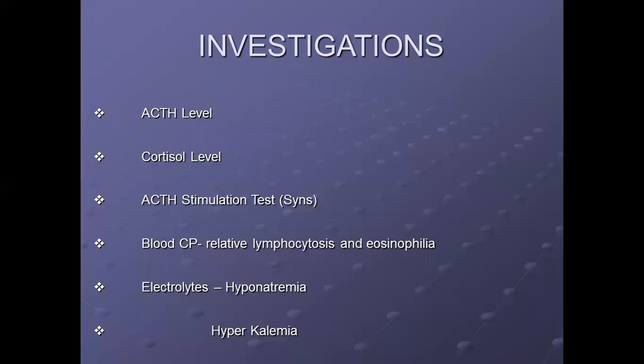Now, other tests will suggest this. In the blood CP, you will find relative lymphocytosis, eosinophilia, and neutropenia. In electrolytes, hyponatremia and hyperkalemia. Blood urea nitrogen is raised because of dehydration. This also should be helpful.